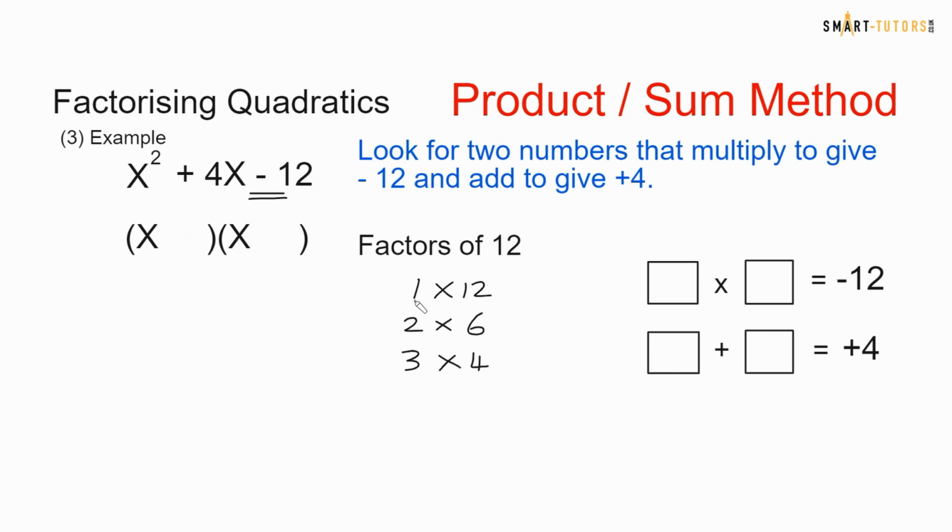So 12 take away 1 is 11. So that is not my factor. 6 take away 2 is 4, that is the factor. 4 take away 3 is 1, that is not the factor. So we found the factors 2 and 6.